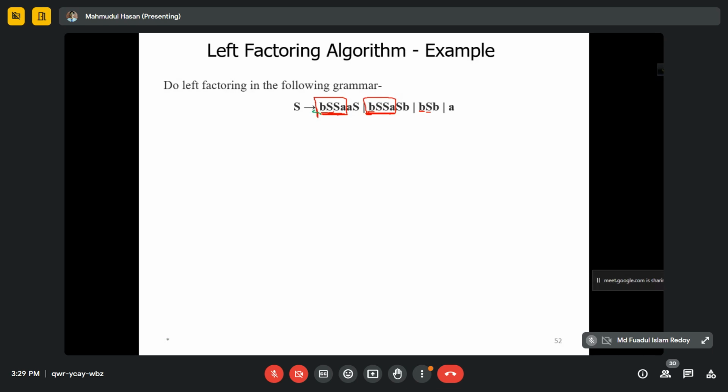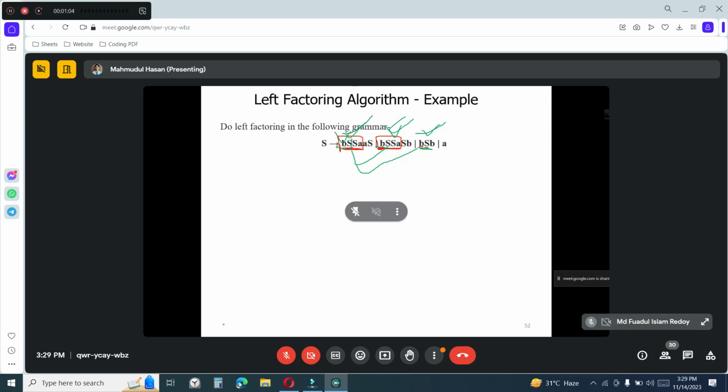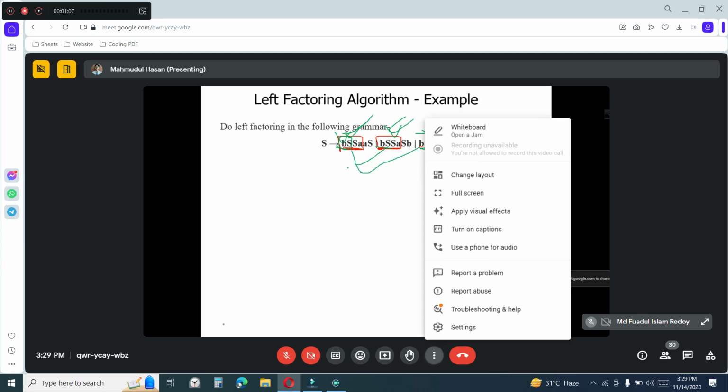But BS is actually common for three productions. This one. So BS, BS, and BS. But if you consider BSSA, then it is common for two. But if you consider BS, then it is common for actually three. So always try to take the larger number of productions. So try to use the three. Then the longest prefix. So you need to consider these three. And what is the longest prefix now? There is BS.